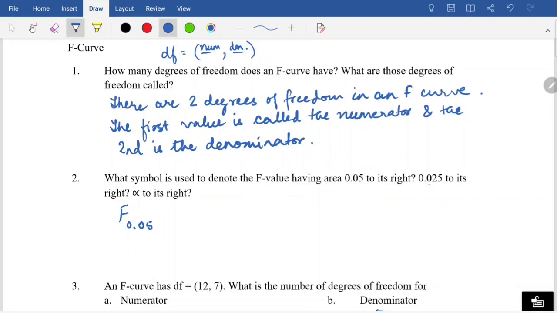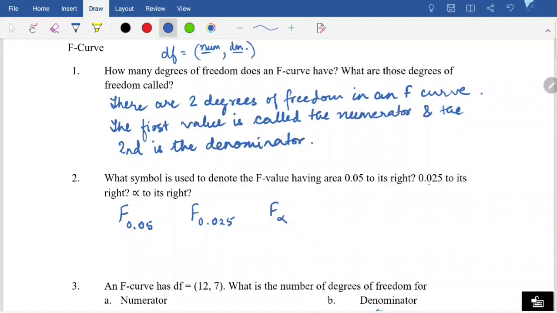That's just an accepted norm of representing area to the right. The next one says 0.025 to its right, so you're going to again say F of 0.025, and then alpha to its right, so alpha represents any value of the area, so we'll just write it as F of alpha. It's as simple as that.